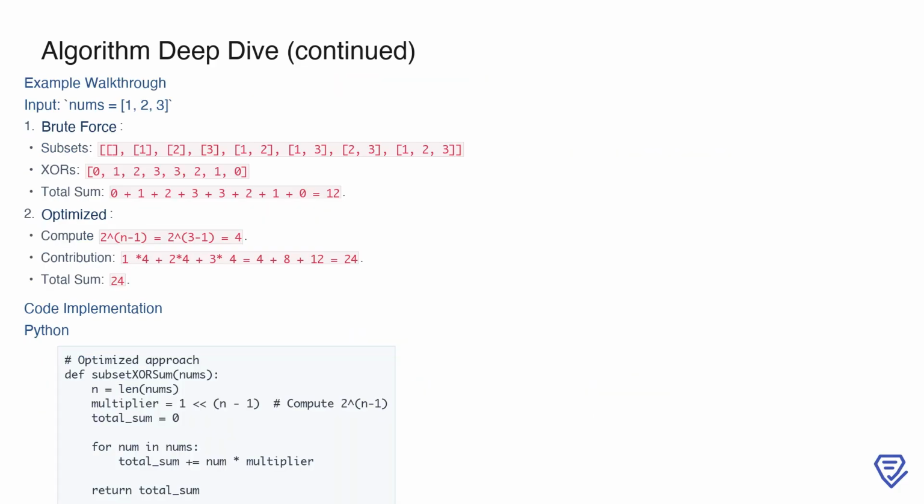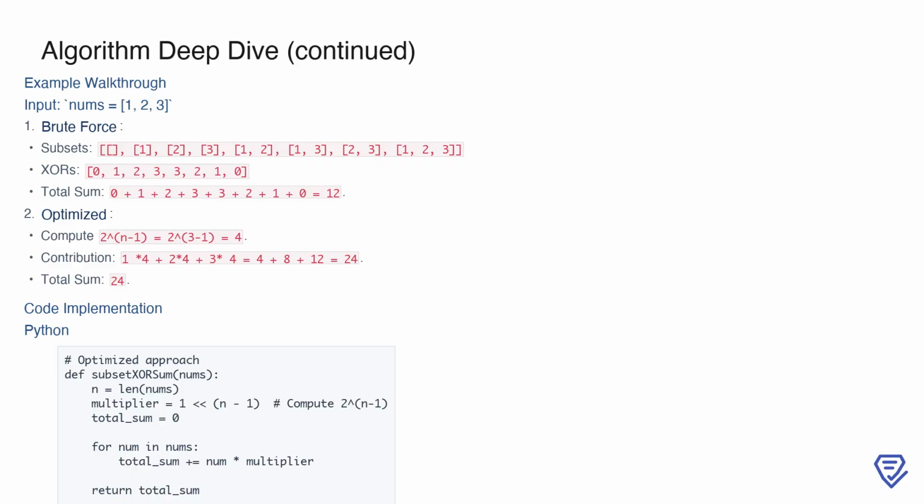Let's walk through an example to see both approaches in action. For the input nums equals [1, 2, 3], the brute force method generates all subsets: [], [1], [2], [3], [1,2], [1,3], [2,3], [1,2,3]. The XOR results for these subsets are 0, 1, 2, 3, 3, 2, 1, 0, which sum up to 12.